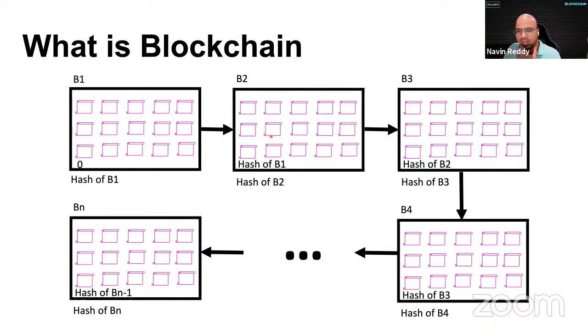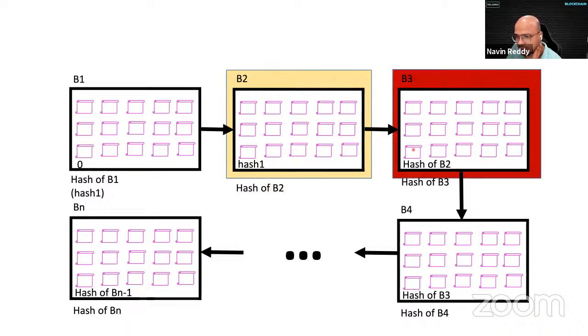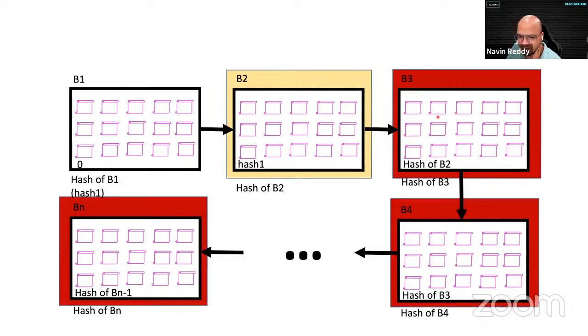Now the thing is, if Amarjit, you are changing this part here, the problem is the moment you change B2, it will affect your hash, right? This one, the hash of B2. The moment this hash of B2 is affected, it will also affect B3, because in B3 we have the hash of B2. Let's say we got a new hash of B2. It will also affect B3, which will affect B4, which will affect the entire blockchain.